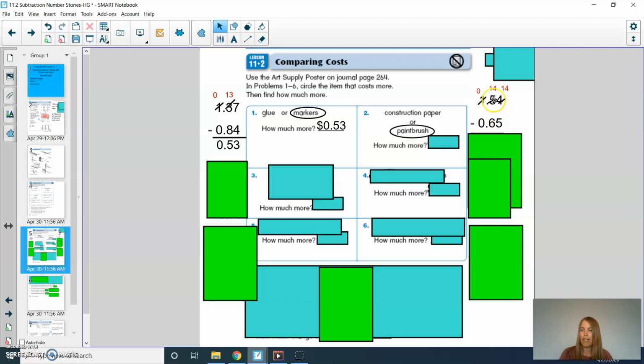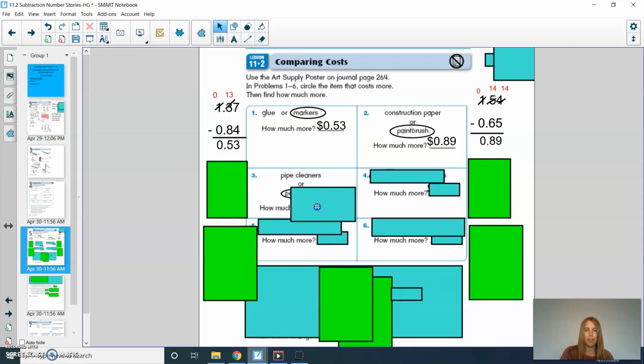So I first went right next door to the 5 and I changed that to a 4. Now I can do 14 minus 5, which equals 9. Now when I just had a 4 here, I could not subtract 4 minus 6. So I needed to borrow again, and I changed that 1 to a 0, and then I can put my 1 in front. So now I'm doing 14 minus 6, which is equal to 8. And then I have 0 minus 0, which is 0. So how much more? It was 89 cents more.